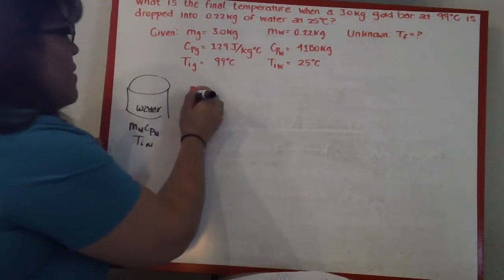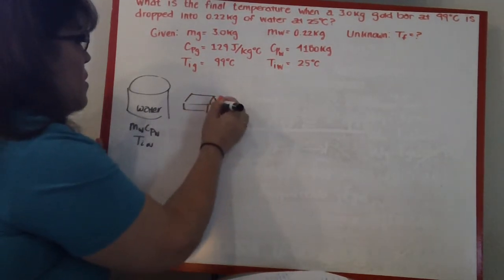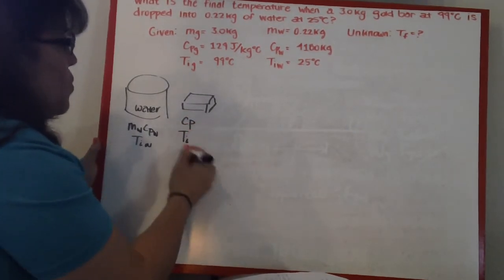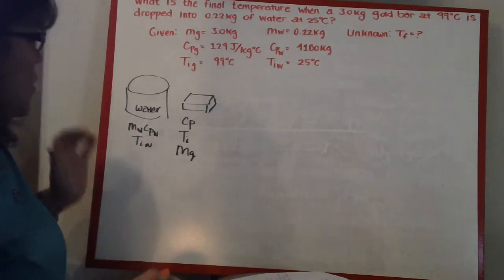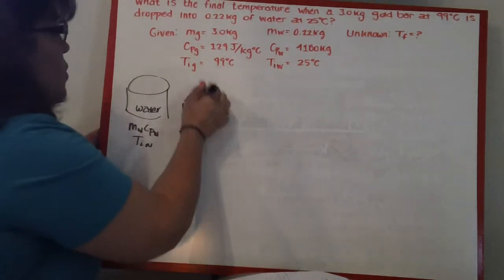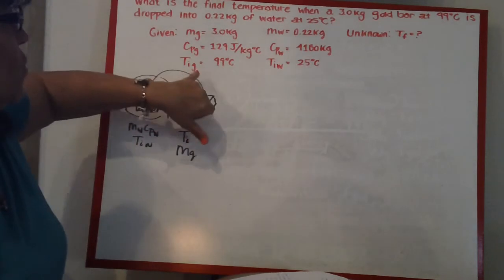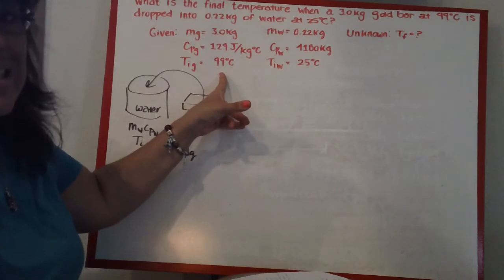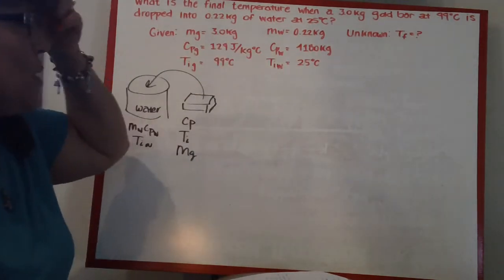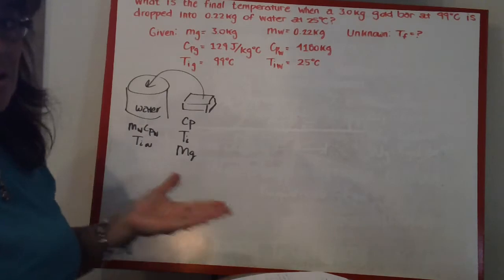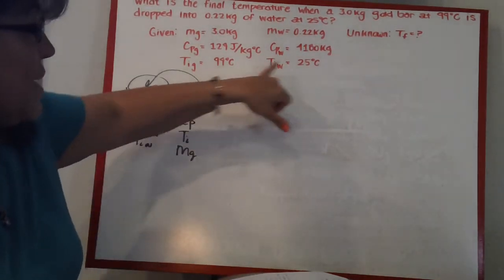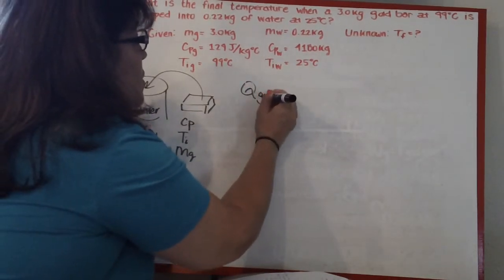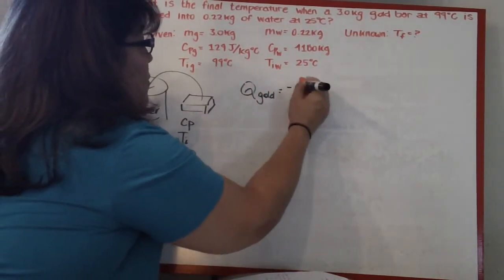Okay? And then we have a gold bar. Well, we know the CP of the gold, we know the initial temperature of the gold, and we know the mass of the gold. What we're going to be looking for is the final temperature, so we put this gold bar in there. Now, the gold bar is 99 degrees, the water is 25, so the heat from the gold bar is going to be absorbed into the water. And so we're going to assume that the temperature is going to be somewhere between 99 and 25 degrees. So we're going to say that Q of the gold has to equal negative Q of the water.